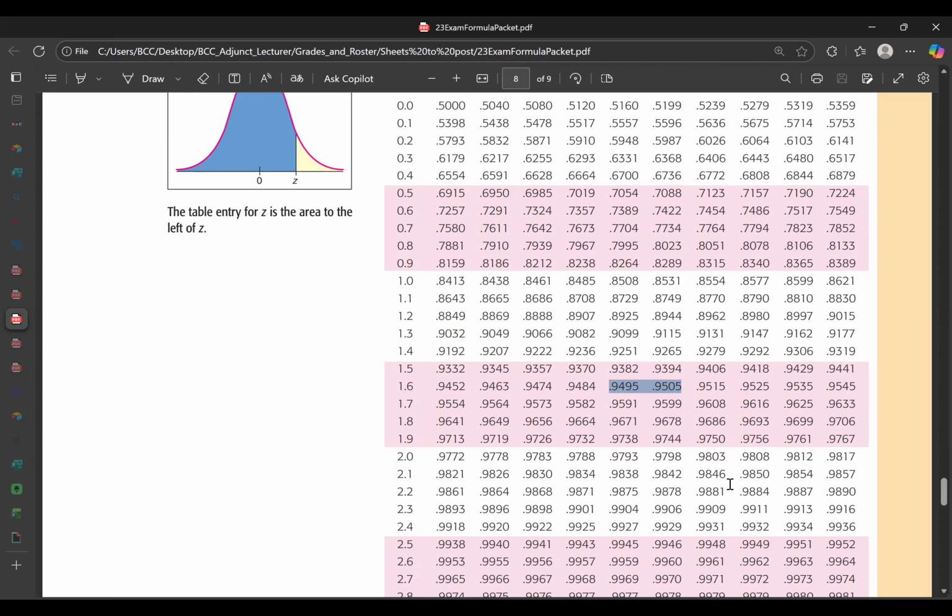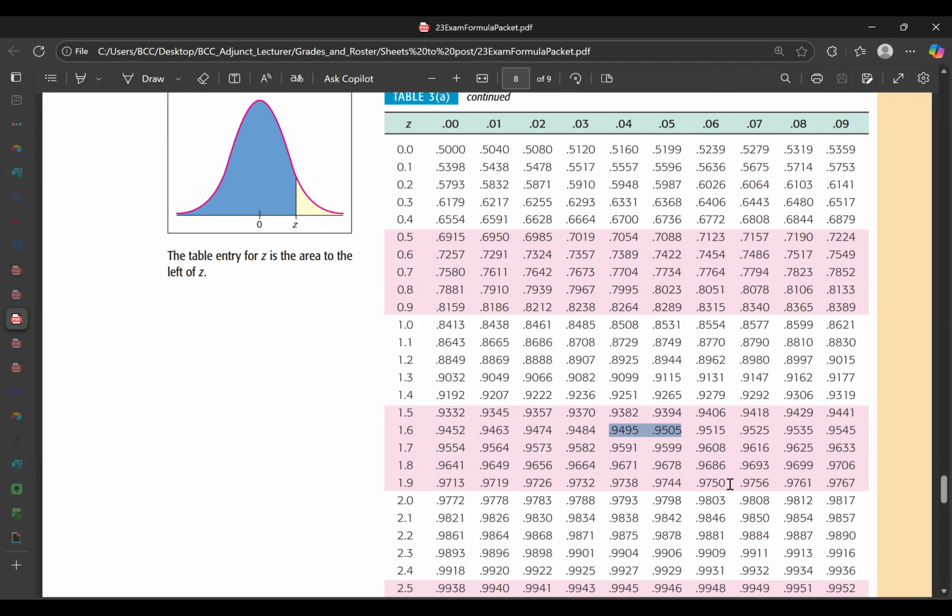So look, I have 1.64 and I have 1.65. What do you think I'm going to do with them? Not subtract. Now the 0.9495 is 1.64, and the 0.9505 is 1.65. And 0.9500 is in the dead middle between them, right? So you're going to add them together and divide by 2.